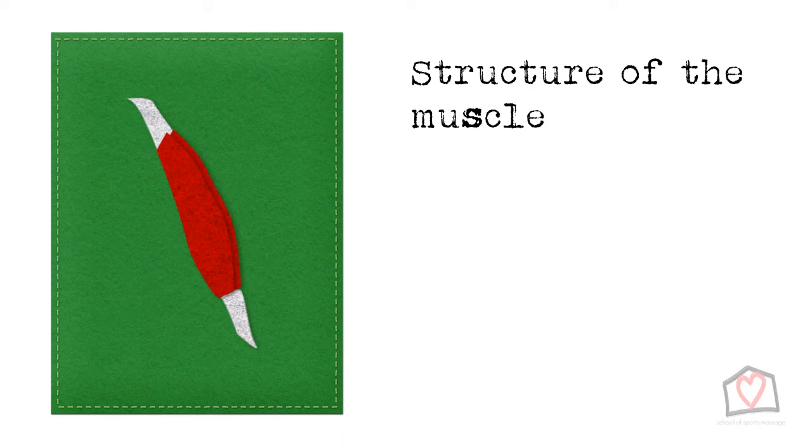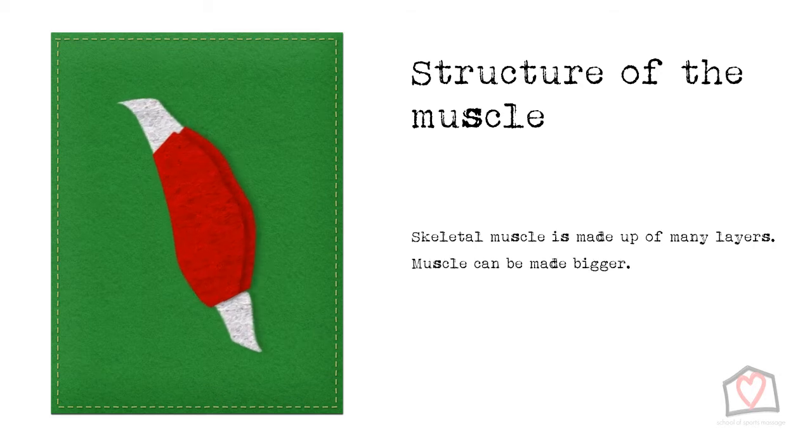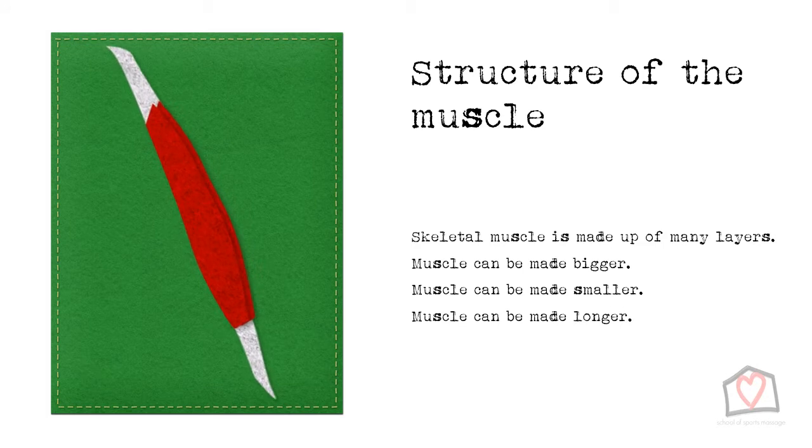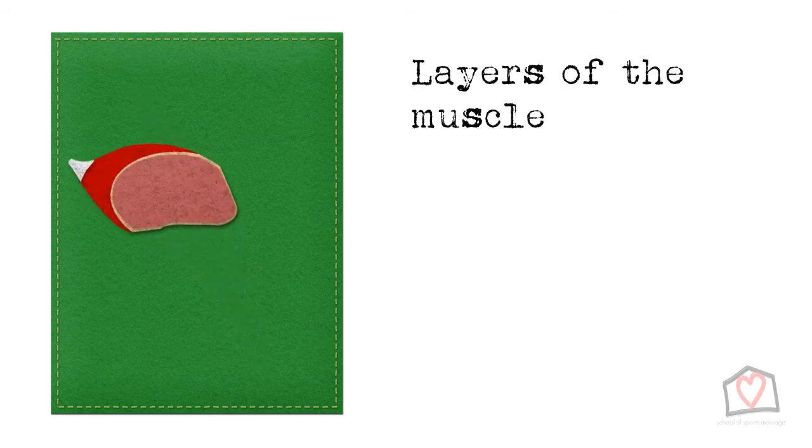The structure of the skeletal muscle is really quite interesting, and it is made up of lots of layers, which allows it to do the incredible things it does. We have talked about the 4 muscle characteristics, but muscles can also be made bigger, smaller, and to a degree longer with the appropriate training and patience. So let's work our way through the layers of the muscle.